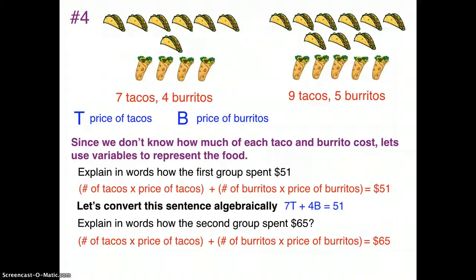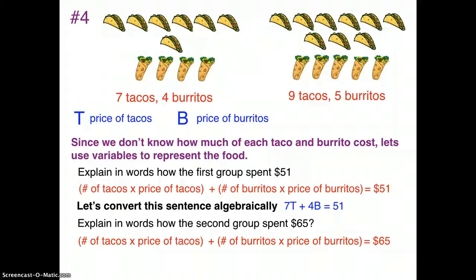So that is my first equation. Now I'm going to go ahead and look at the second equation that I'm going to create. First it says the number of tacos. So hopefully if you look at the second group, it does say 9. So I'm going to go ahead and plug 9 there.